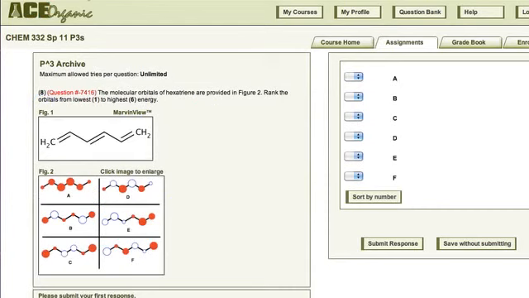So doing this, we can immediately look at A as the lowest energy orbital. Going up, E is the second lowest, with only 1 node. Above that, C has 2 nodes. F has 3. B has 4. And D has 5, and it's the highest energy orbital.